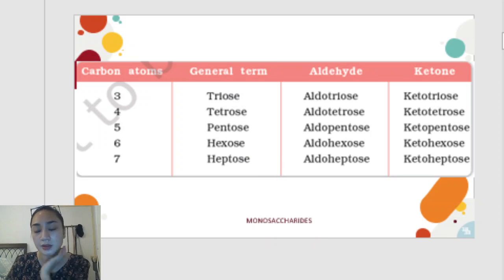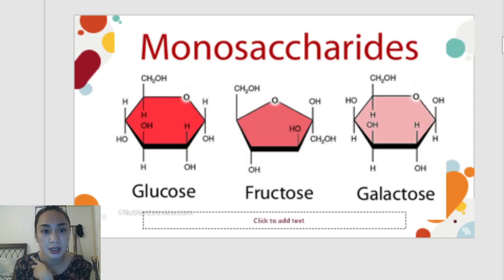So, if it has three, it's a triose, and then four is tetrose, pentose, hexose, heptose. If it has an aldehyde, it's aldotriose, so you just add aldo at the start. If it's a ketone, add keto at the start. You don't have to memorize this. I just want you to know some examples.